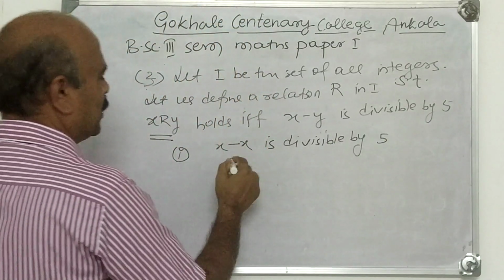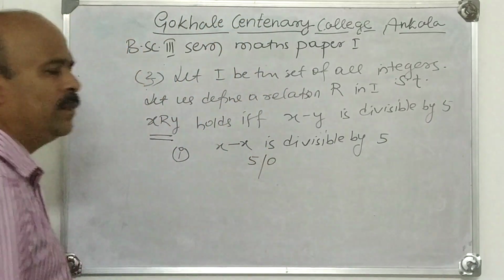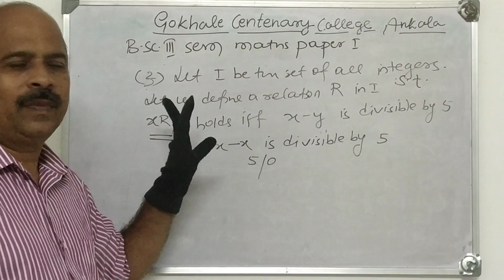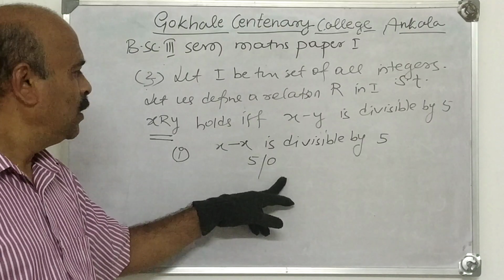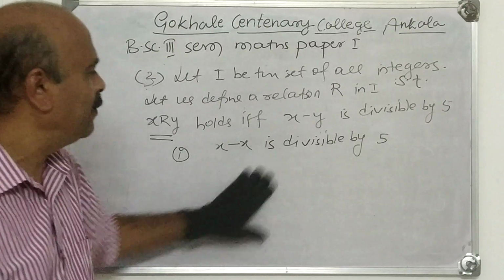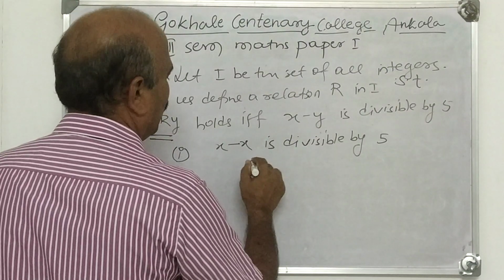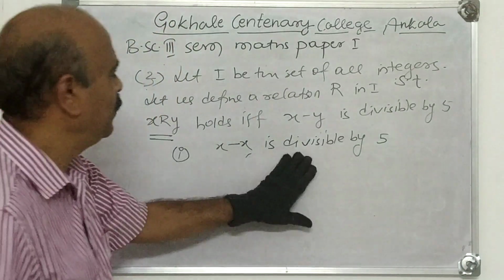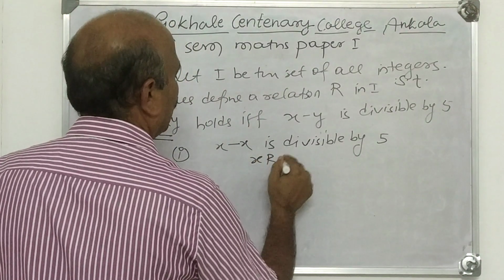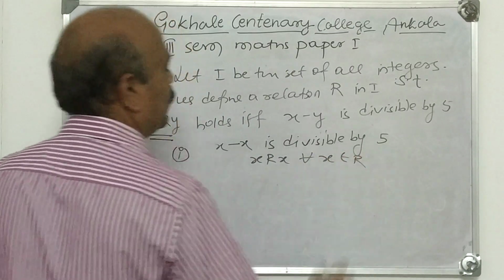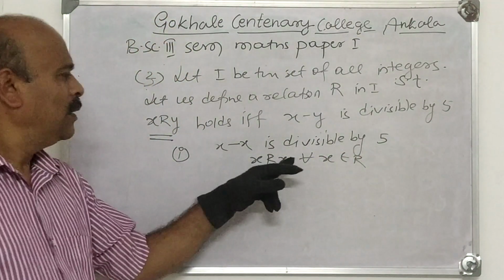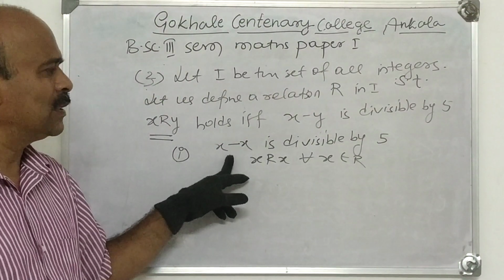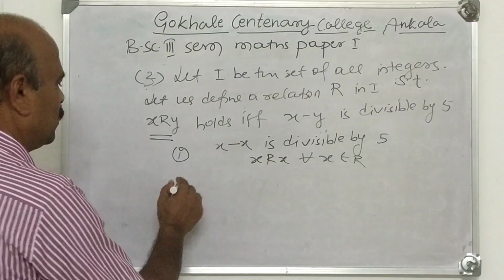Is it true? Yes, because 5 divides 0 is true. Division by 0 is not defined, but every integer divides 0. So x minus x is divisible by 5. That means (x, x) belongs to R, or in terms of this notation, x R x for all x belonging to I. Or you can simply write: the relation is reflexive because 5 divides x minus x, 5 divides 0. Therefore it is reflexive.